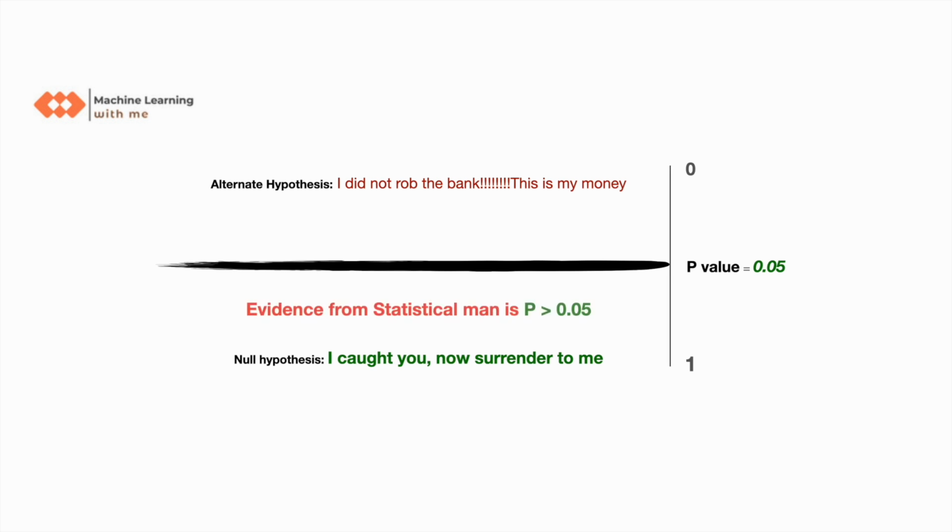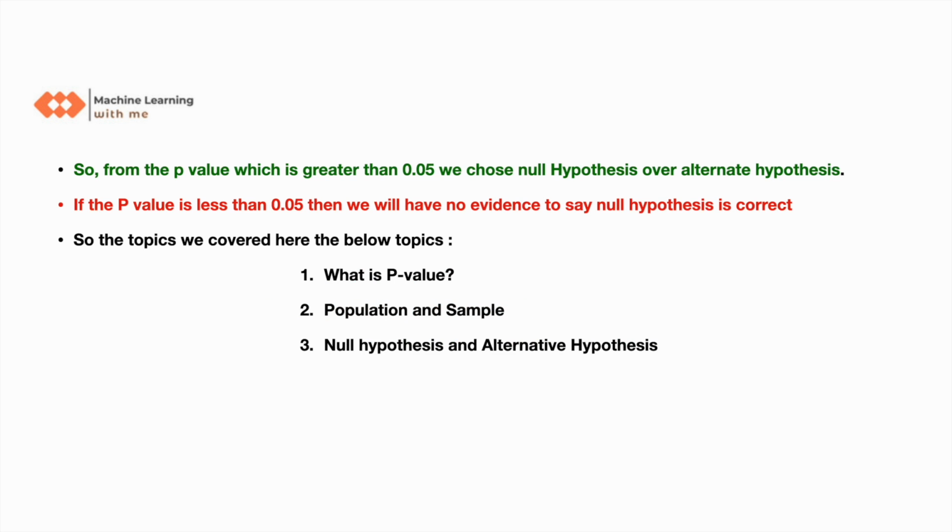So what's next? From the p-value which is greater than 0.05, we choose the null hypothesis over the alternative hypothesis. So this is how we use p-value to verify the tests and to conclude what kind of hypothesis we need to choose. So if the p-value is less than 0.05, then we will have no evidence to say the null hypothesis is correct. But here it didn't happen. Statistical Man saved Superman.